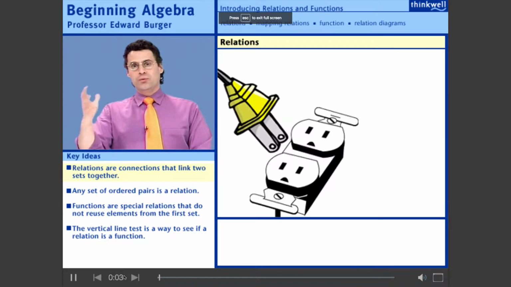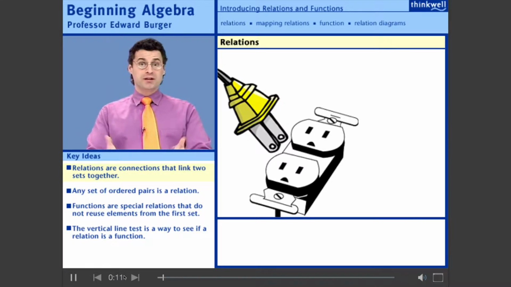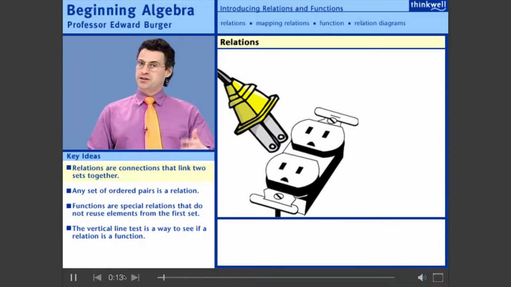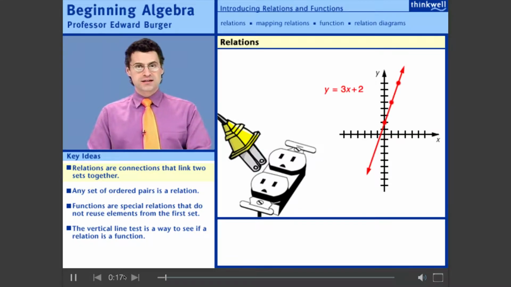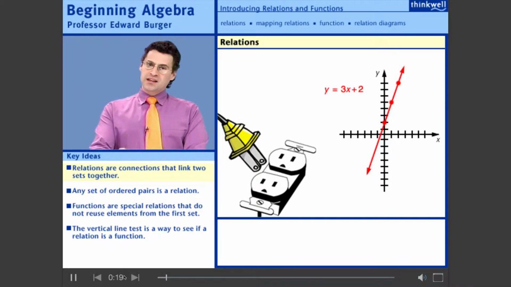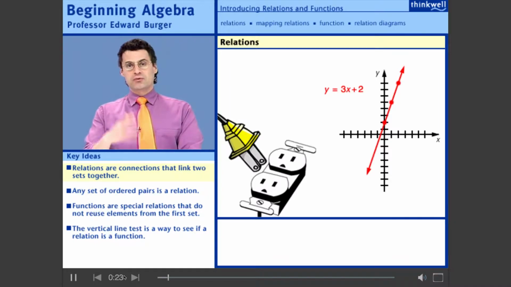Connections between one thing and something else. Something is proportional to something else, or you're given a connection with an equation. For example, a line like y equals 3x plus 2. If you give me x, then I can figure out what y is. Well, in fact, that's a particular example of a much more general circumstance, something known as a relation.